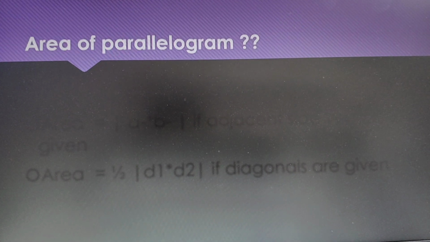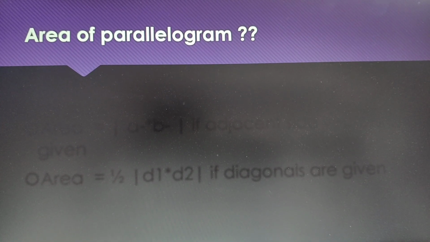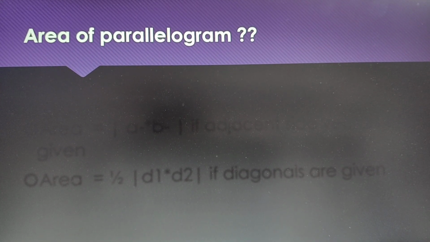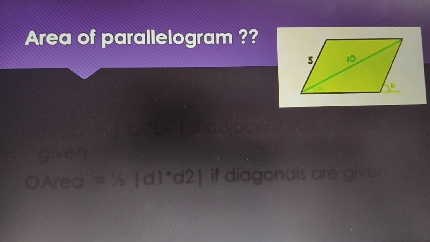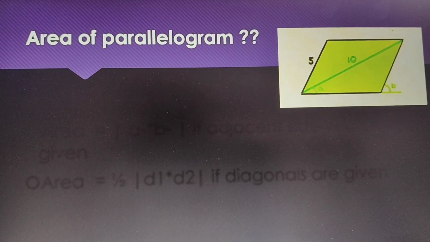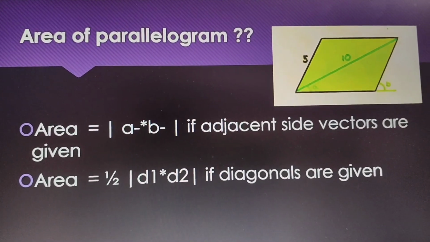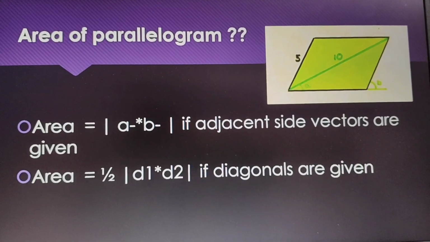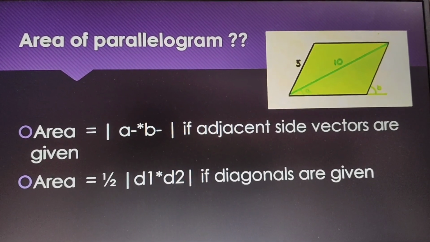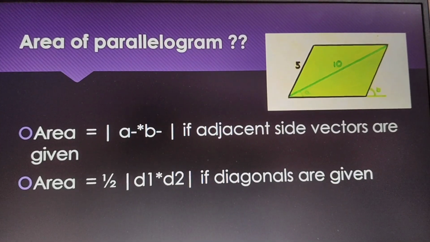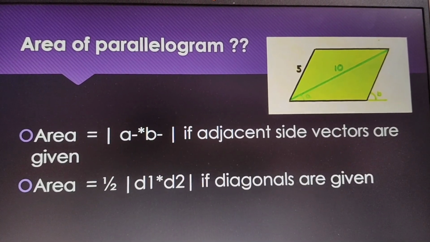Let us see the next one. Area of parallelogram. What is the diagram for parallelogram? This is the diagram for parallelogram. This will have diagonals as well. Opposite sides will be equal. Then area will be mod of A bar cross B bar. If adjacent vectors are given, A bar and B bar, then directly do the cross product and find the magnitude. Then you will get the area.